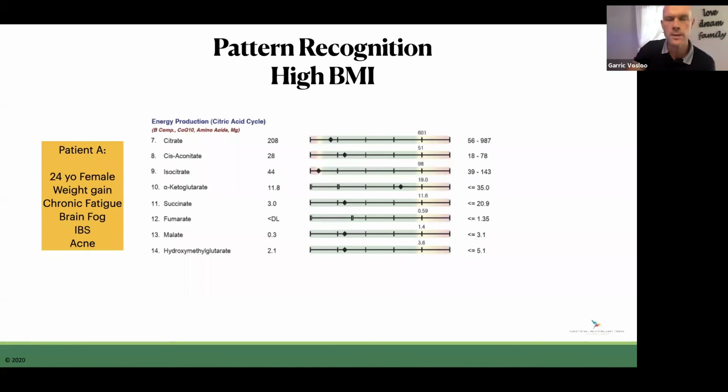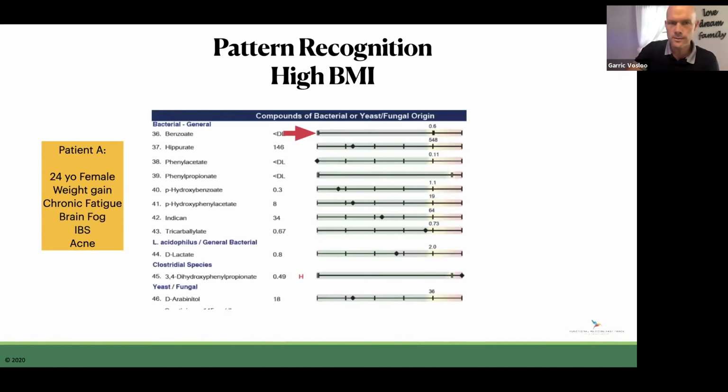Now we bring patient A back and we're having a look here. So this one is a 24-year-old who has had a lot of weight gain. Her BMI has lifted. What do we see? A low citrate, a low succinate, a low benzoate and hippurate. Those are the opposite signs of the low BMI.